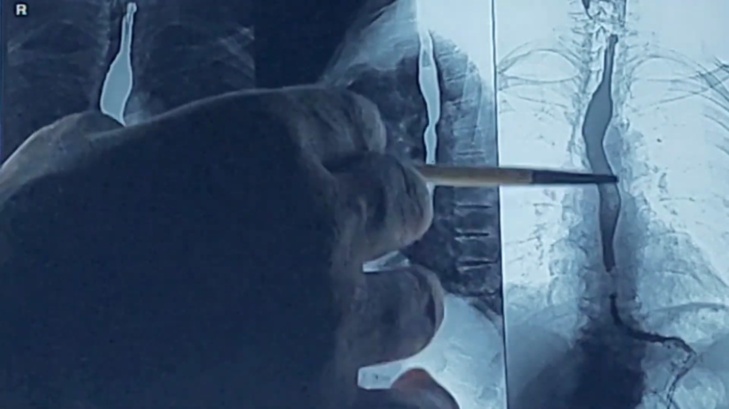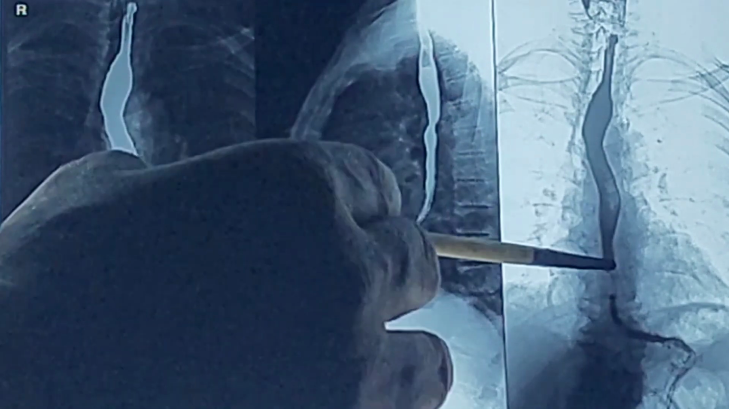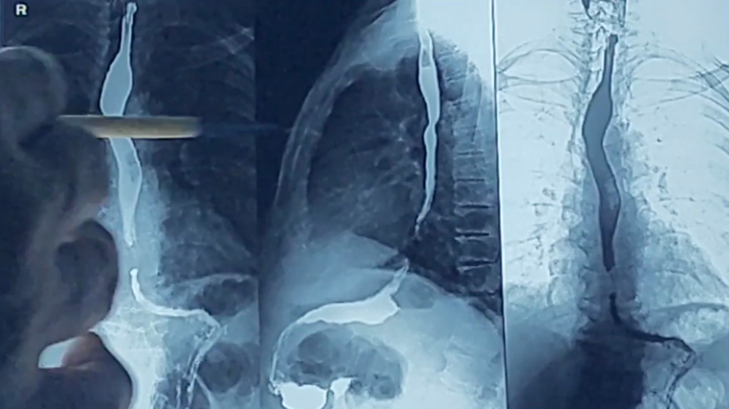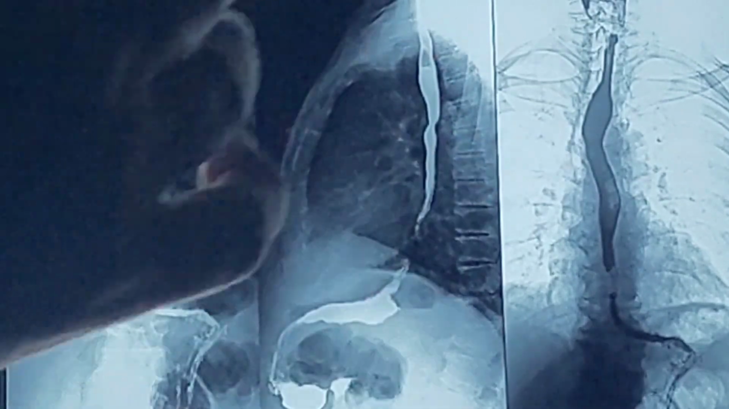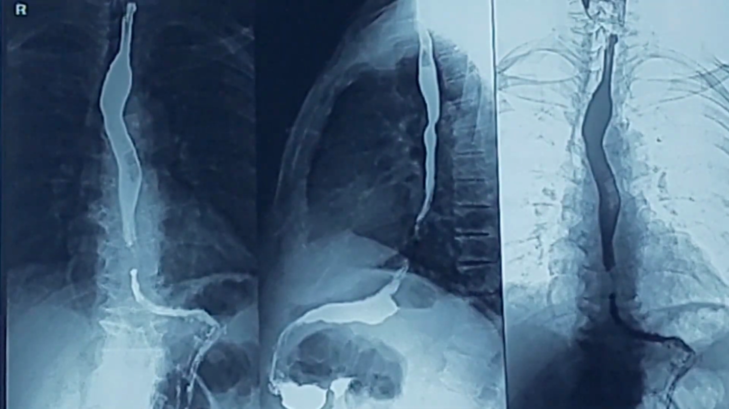And this is a negative film. This is also the barium swallow, and these films are similar. This is a positive film, this is a negative film. Both are anteroposterior views. Next we will show the barium meal.